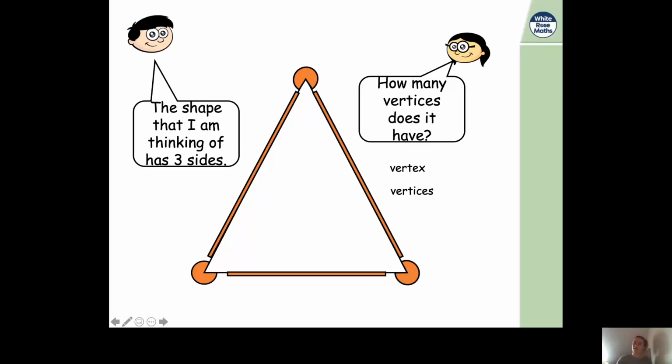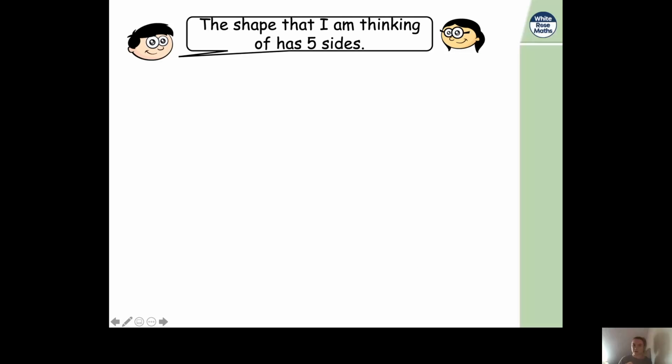Fantastic. Okay, now I think he's thinking of another number. He's saying now that the shape he is thinking of has 5 sides. Now, I would like to pause the video and have a think. What shape do we know has 5 sides? Okay, year 2, let's have a look together. If you think back to our flashback, what shape had 5 sides? Yes, you're right. It's a pentagon, isn't it?